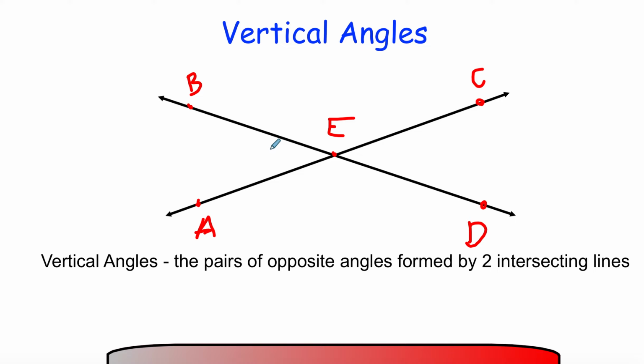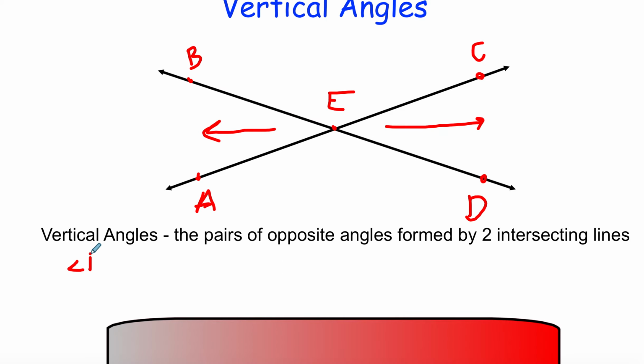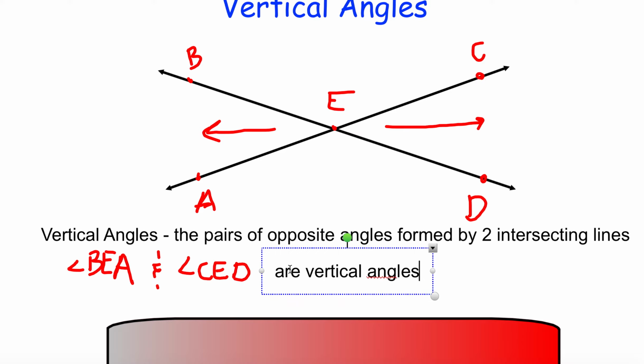What do opposite angles mean? It means there are two angles that are pointing in the exact opposite direction. So angle BEA right here is pointing this way, and angle CED is pointing this way. So those are two opposite angles. So we would say angle BEA and angle CED are vertical angles because they are a pair of opposite angles.